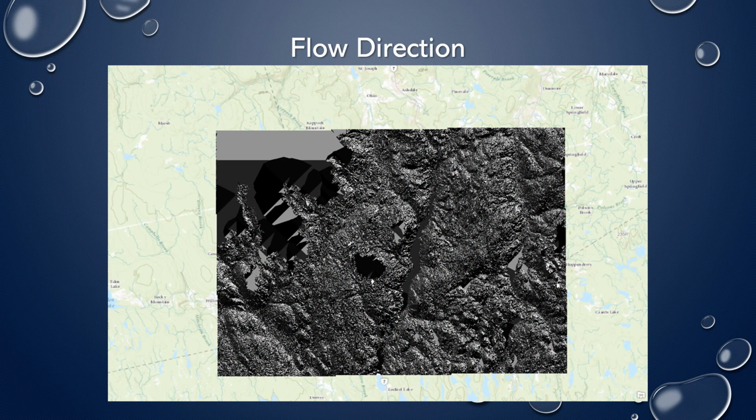Using the output from the fill tool as the input, the flow direction tool determines the direction of the flow of water from each grid cell to its steepest downslope neighbor, producing an output that looks like this.